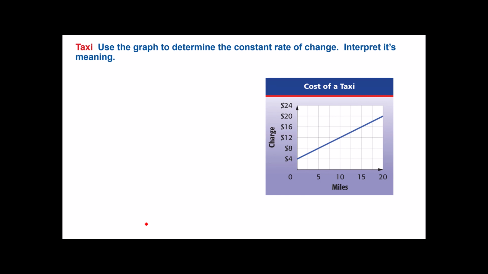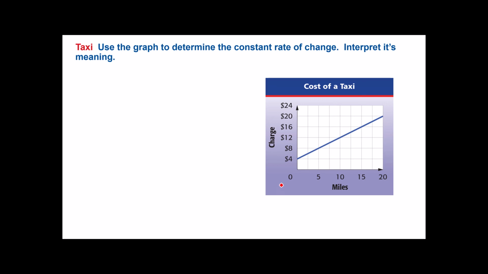Here's one last one. Use the graph to determine the constant rate of change and interpret its meaning. I'm going to suggest that you pause the video and try this on your own this time. Notice that there are not dots given to you, but you should be able to look at this very quickly and see that there are lots of nice points of intersection that you can use.